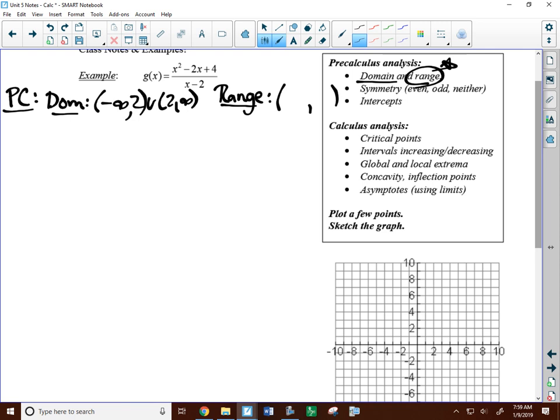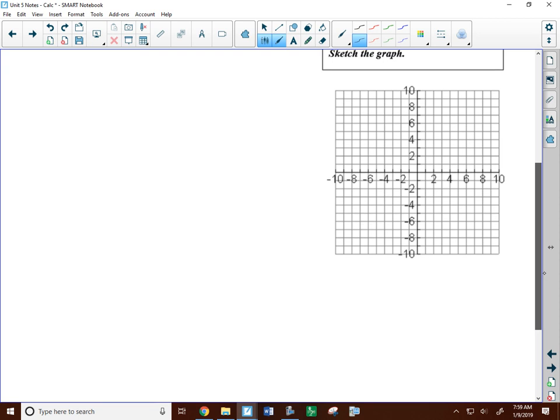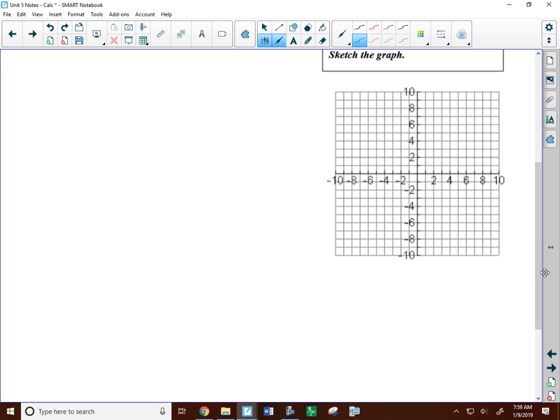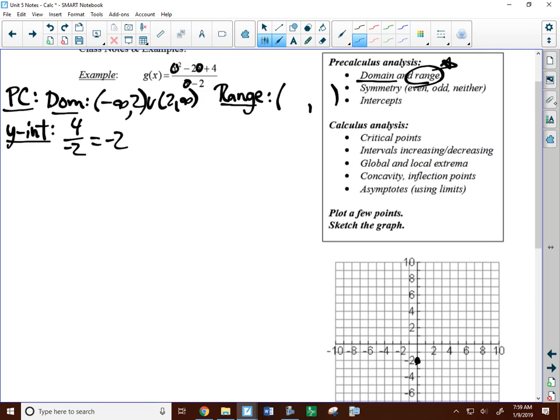I'm going to skip symmetry and let's go to intercepts. The y-intercept is when x equals 0. So in the numerator 0, 0, and 4. In the denominator 0 and negative 2. That would be negative 2. By the way, this will be a nice one on the grid. It's going to work out perfectly here. So 0, negative 2. I think I'm going to write the full point there: 0, negative 2.